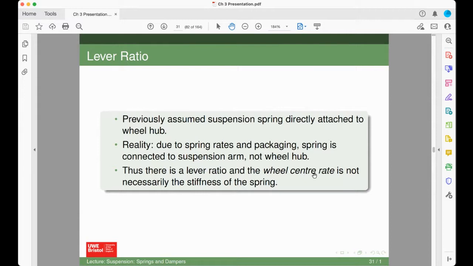And so, obviously, to work out the wheel center rate, so the rate of the spring actually at the wheel center, so not the tire and not the wheel on the road, but between the chassis and the wheel center, which is what we're using, in the previous example, as our KS term. That's not necessarily the stiffness of the spring, okay, because there's the lever ratio involved.